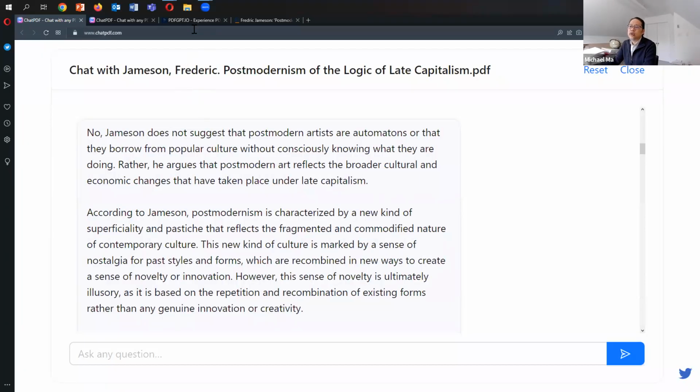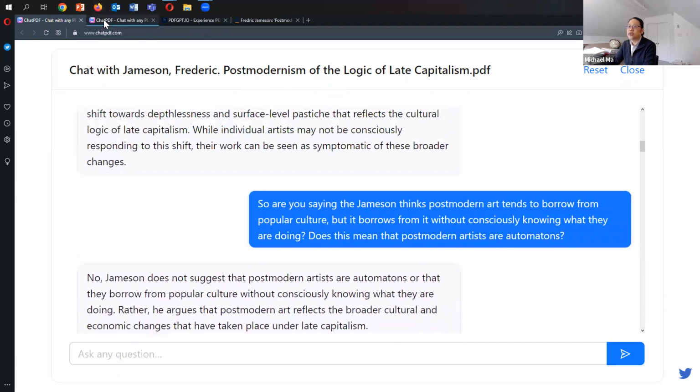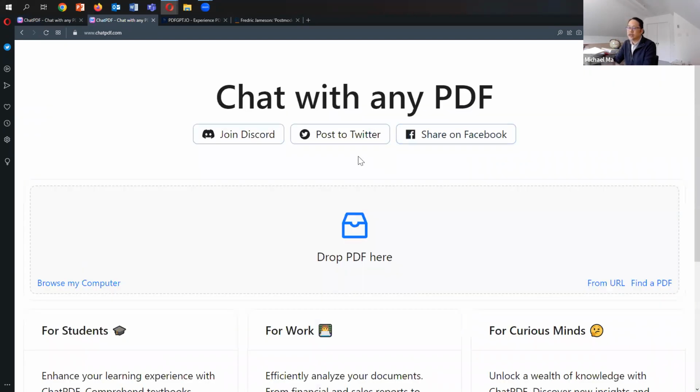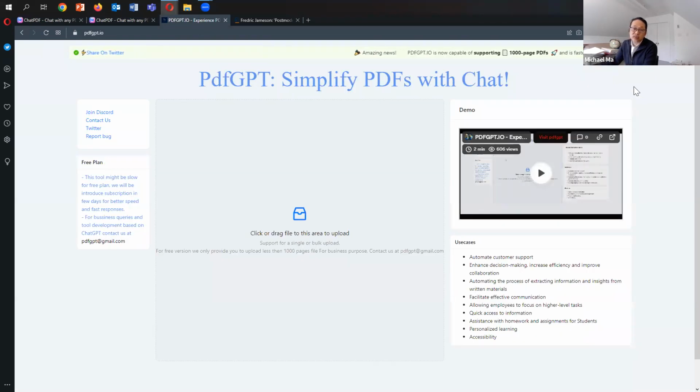Well, I'll just share one more thing. You can use this program, which is called ChatPDF, which allows you to chat with any PDF. There's also another program called PDF GPT, which is a similar program. I've not had that much success with it. It's a bit different, but it's a similar idea that you're chatting with a specific document.